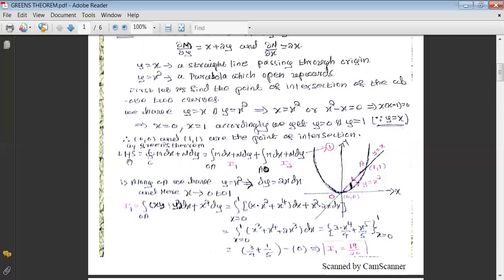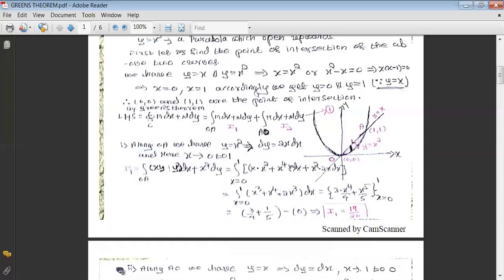Now, let us concentrate on the LHS, that is the integration over C of m dx plus n dy. But the curve C, which we call a closed path, consists of 2 subpaths: one is OA, another is AO. That's why we can write this as the same integration over the subpath OA plus the same integral over the other subpath, AO. Let us take this integral as I1 and this integral as I2.